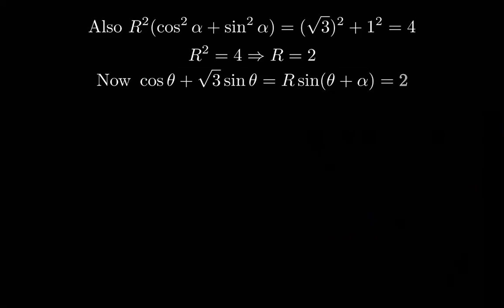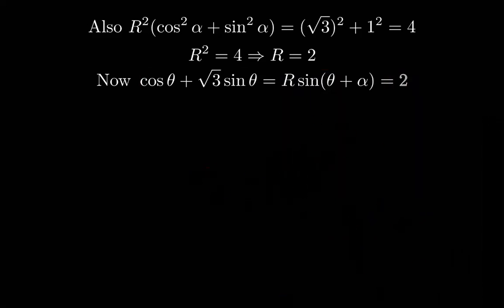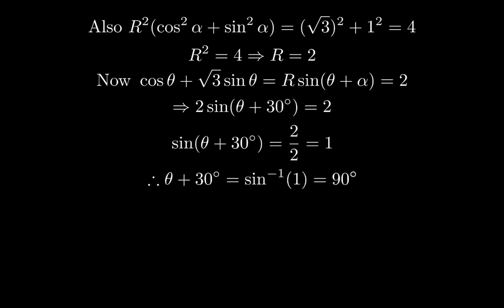Now we are going to use these two to get the value of theta. So here we are. The expanded version, we are substituting for R and alpha, and we have that one. Divide through by 2, and you get sine of theta plus 30 equal to 1. Then theta plus 30 is equal to arc sine of 1, which is equal to 90.